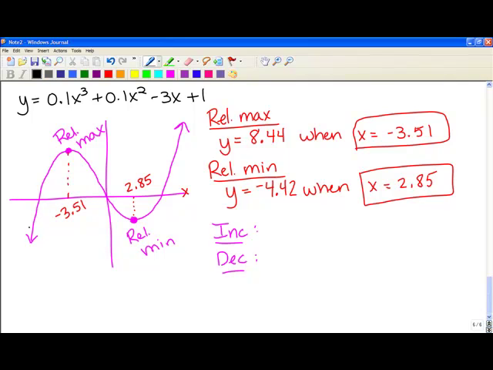So starting on the left, let's follow the graph, and you see that it's going up, so it's increasing over here, and it's coming from the left, which would be negative infinity. So it's going to increase from negative infinity up to this point, which is at negative 3.51.